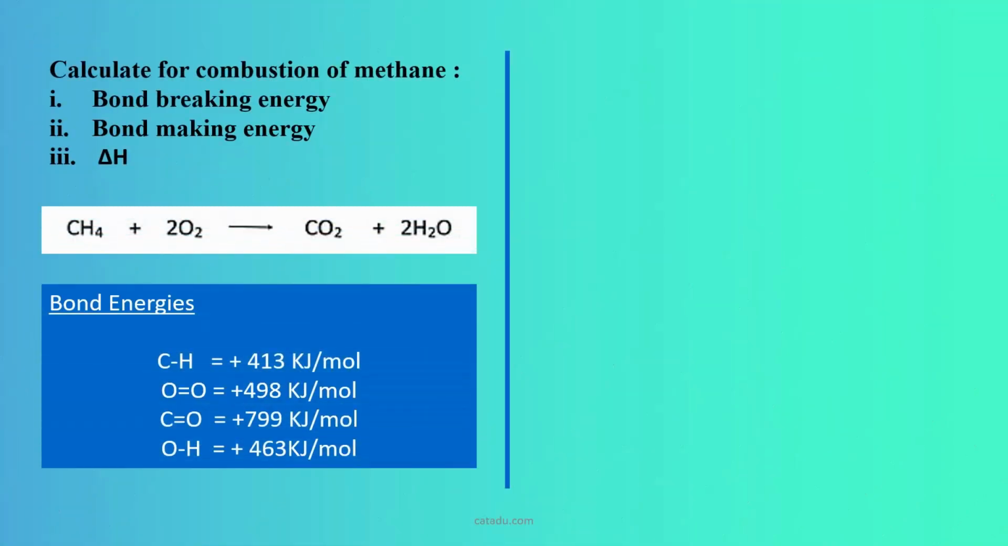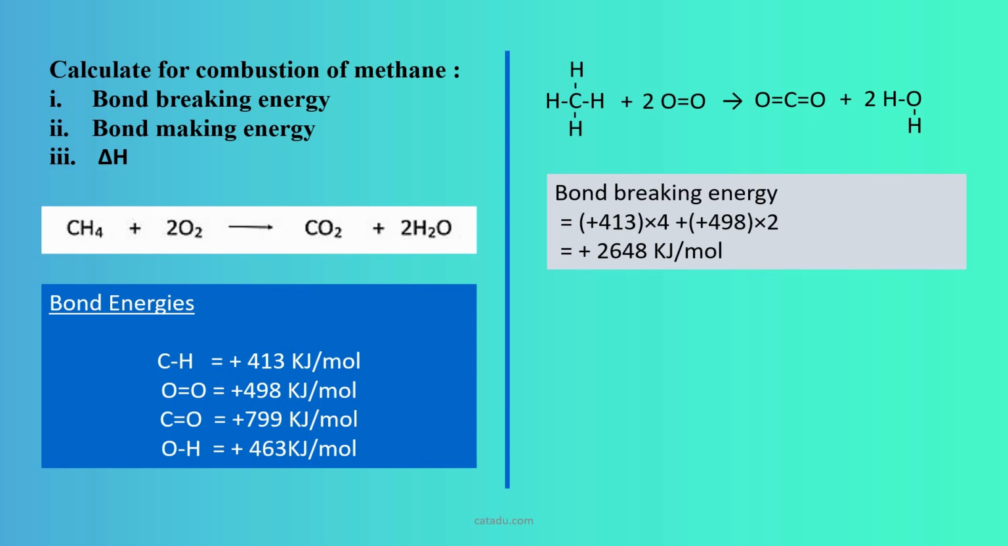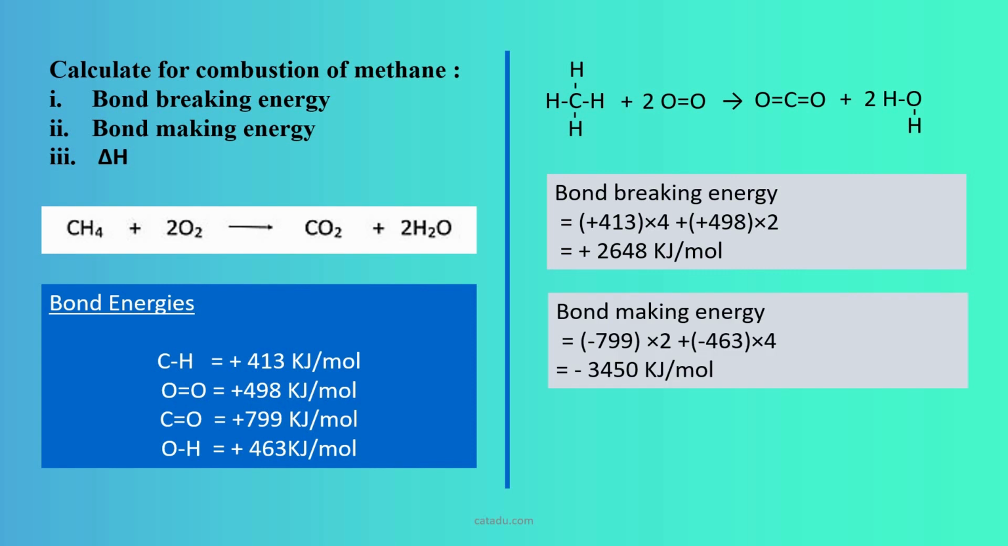Calculate the combustion of methane: the bond breaking energy, bond making energy, and enthalpy change. The reaction is given, also given the data, bond energies. Before calculation, first I am going to show the reaction showing all the bonds. Bond breaking energy: carbon-hydrogen, 4 bonds. Each bond has 413 kilojoule per mole multiplied by 4. Oxygen double bond has 498 multiplied by 2, so total positive 2648 kilojoule per mole.